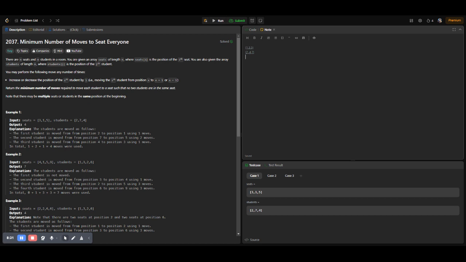7 to 6, 6 to 5. So total moves is 1, 1, 2, which is 4. See, in total there are 4 moves used. Okay, the numbers are matching. For the second example also, you can see.